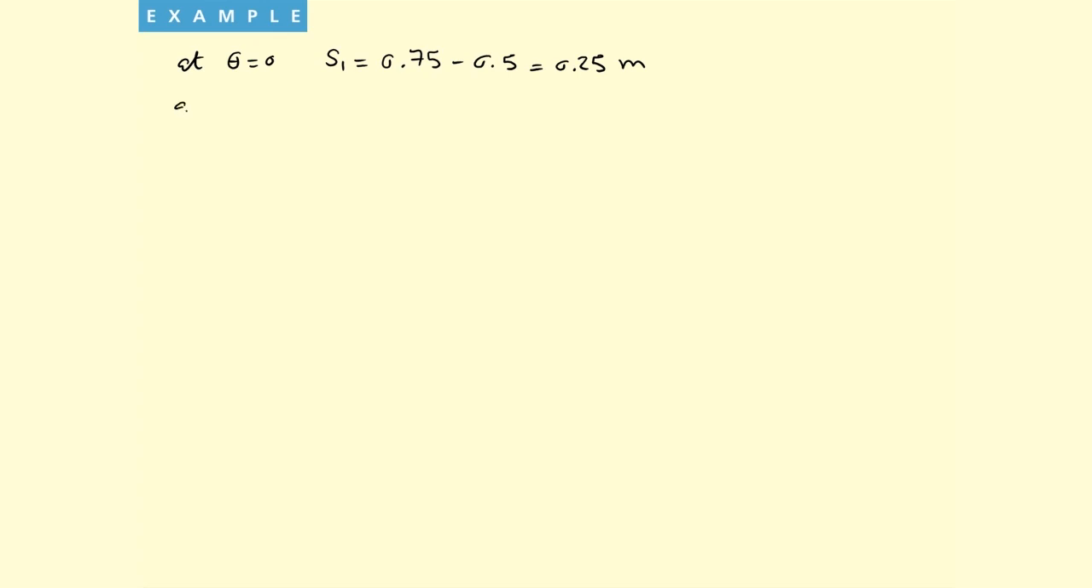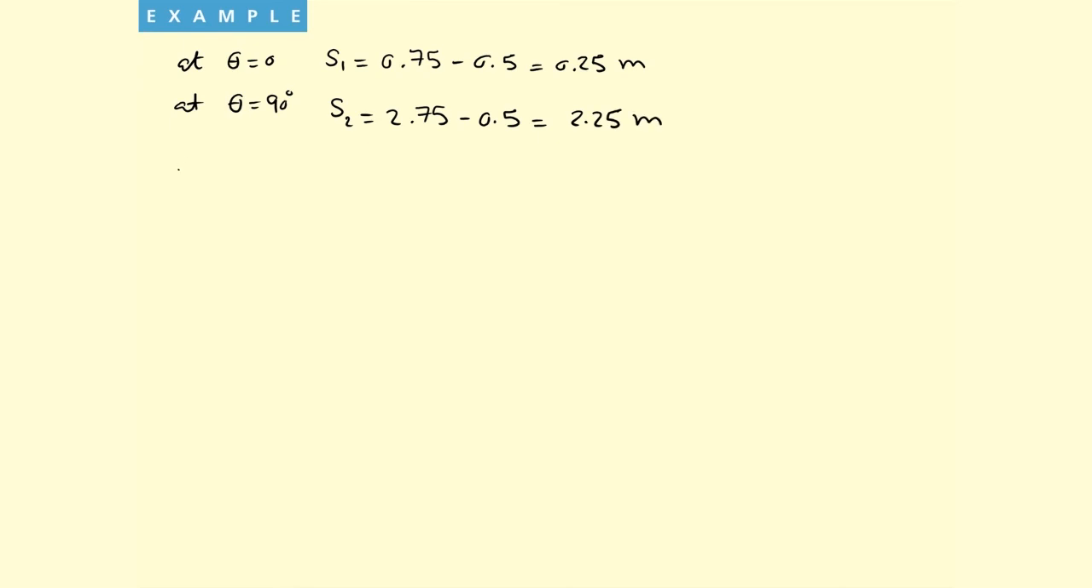And at theta equals 90, S2, remember S is the current length minus the unstretched length. It's very simple once you know the definition of these things. So the current length, as we said, is 2.75 minus the unstretched 0.5, which gives me 2.25 meters.